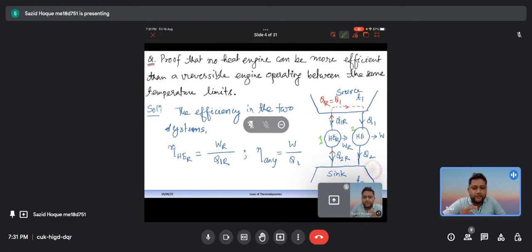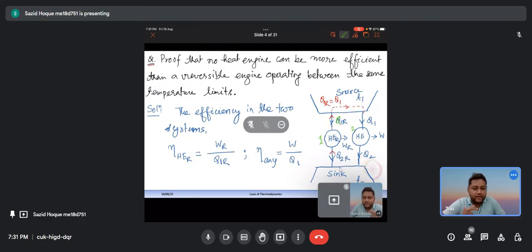So efficiency we understand how to define. This is output by input. So output for the reversible engine will be WR, as shown here, the work done by the heat engine when we are supplying the input heat Q1R. So this is Q1R. And for any heat engine 2, eta is W, the work done by the heat engine, by Q1. Now what we are saying is that the first one is the reversible one.